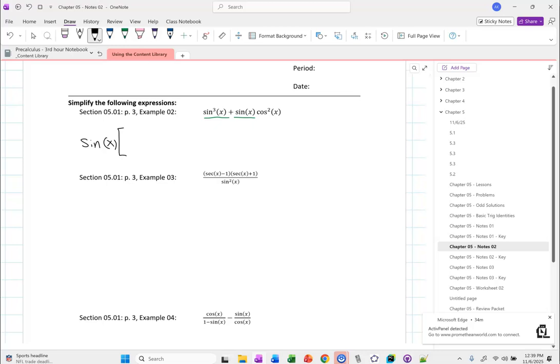What does sine cubed turn into after I factor a sine x out? Sine squared. And what does sine x times cosine squared x turn into? Say it loud, Julius. Cosine squared, right?